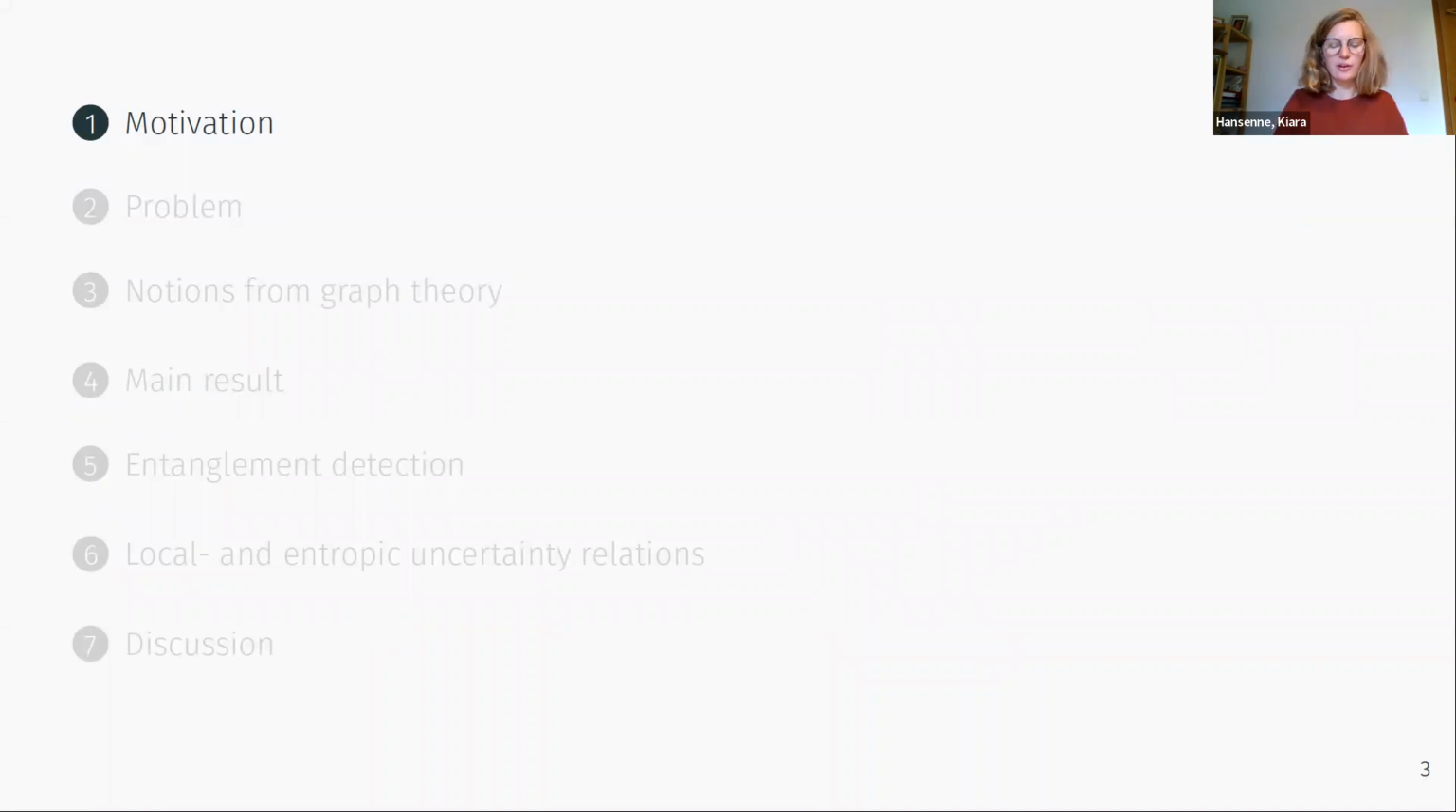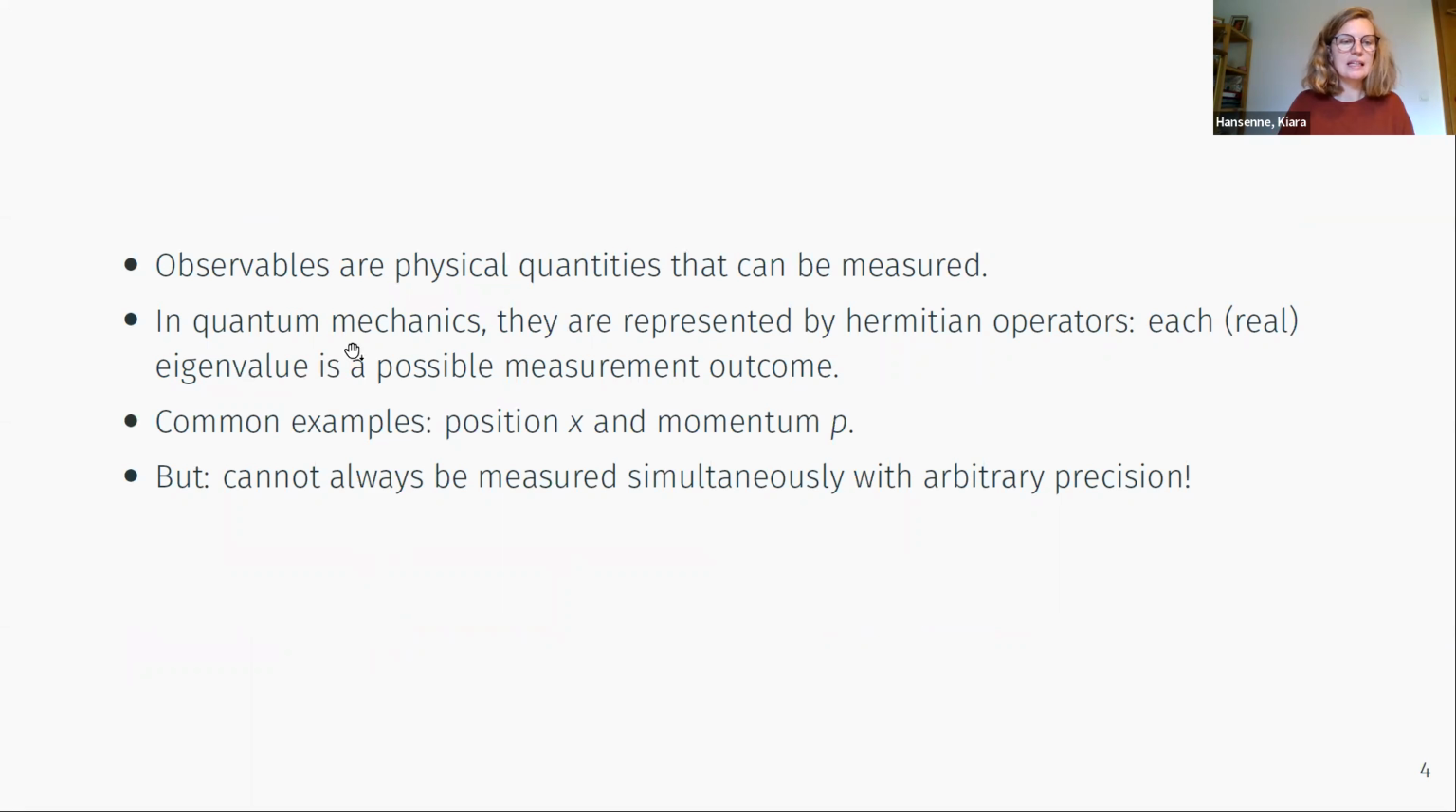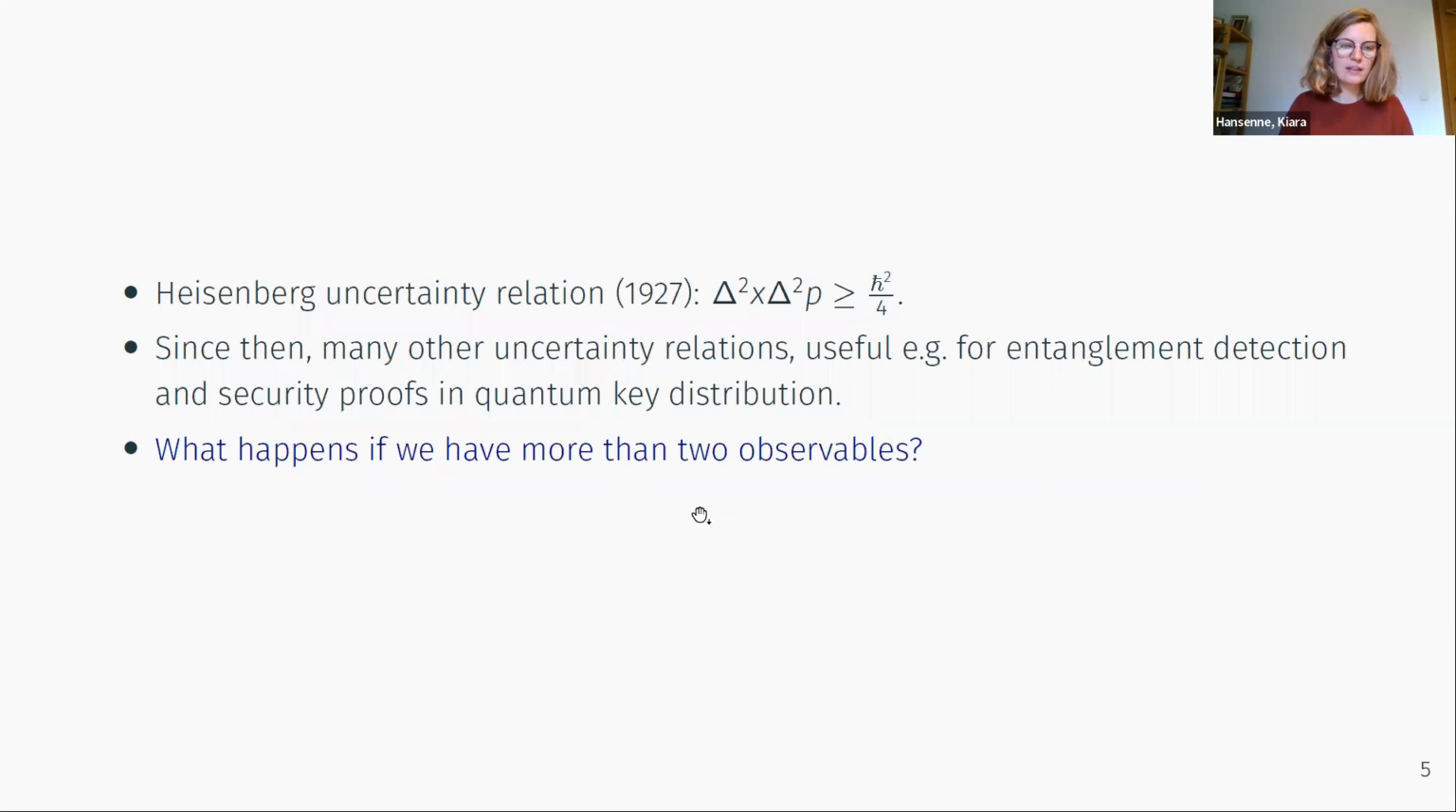Okay, so first I'm going to motivate a bit the uncertainty relation problem in general. So we know that in physics, observables are physical quantities that can be measured. And in particular, in quantum mechanics, we represent them by Hermitian operators. Those Hermitian operators have real eigenvalues, and each of those eigenvalues is a possible measurement outcome. As examples, we can talk about the position x and momentum p, but those two observables, for instance, cannot be measured simultaneously with arbitrary precision.